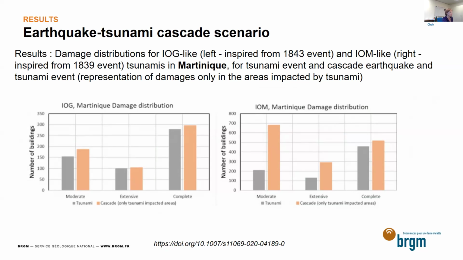And these are the same results, but in this slide it's about the territory of Martinique, using the earthquake that occurred in Guadeloupe on the left, and then the earthquake that occurred in Martinique on the right. So we can see that on the left we do not have so much difference between the tsunami and cascade scenarios, because in this case the tsunami coming from Guadeloupe does not impact the territories in Martinique so much. So in this case we don't have many differences. But in the right part we also see differences. And here, what is interesting is that contrary to the other results, we have more difference related to the moderate damage degree.